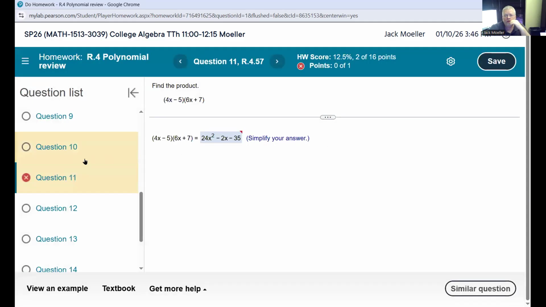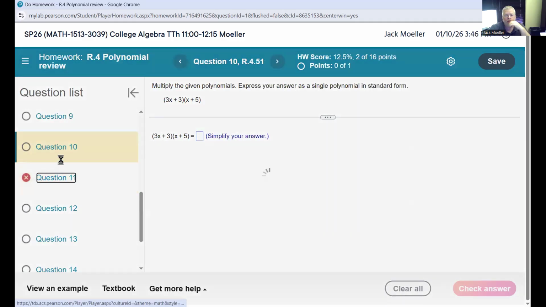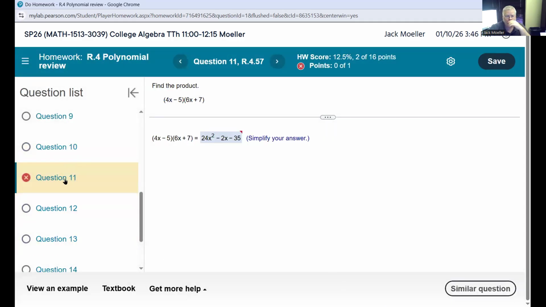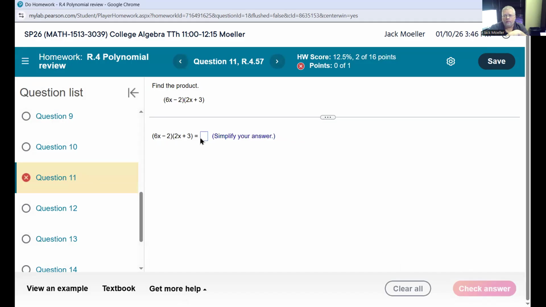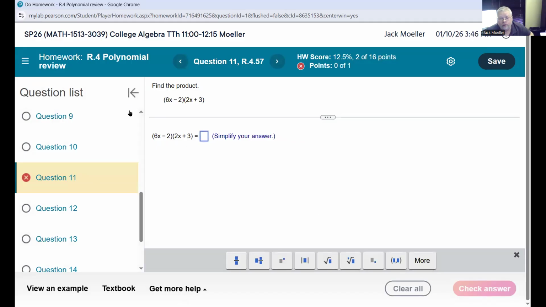Which, by the way, if you hit next question, you can always back up here, down here where it says check answer. Before, now it says similar question. So let me get this one right this time. So 6 times 2, that would be 12x squared. And then I've got, let's see, 6x times 3, so that gives me 18x. And then I've got minus 2x, so that's going to be minus 4x.